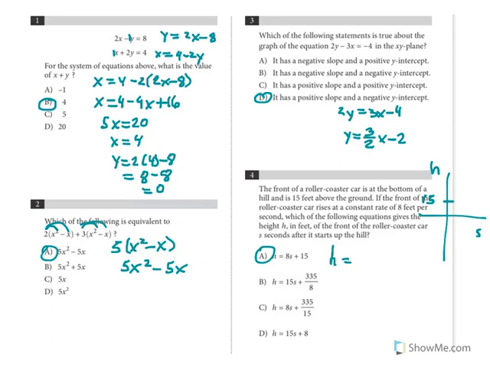And then the other part of that: it's rising at a constant rate of 8 feet per second. So that tells us our slope, our rate of change, in feet per second, is 8. So 8s plus 15. All right, there we go.